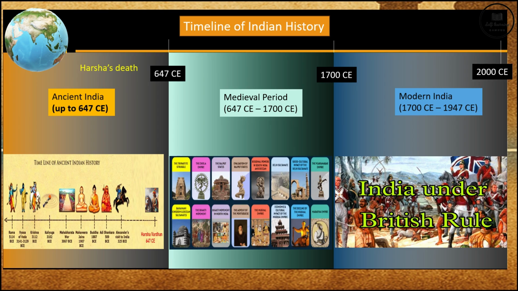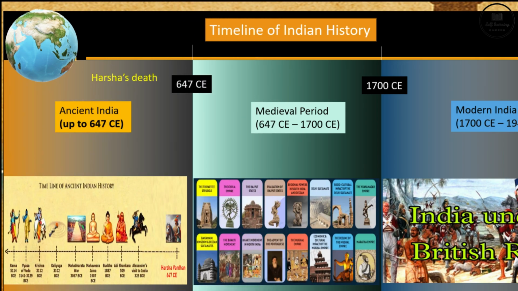Look at the timeline. It shows the division of Indian history into three main periods. First, the ancient period, also called the classic period, is taken to extend from the rise of the Indus Valley civilization to the death of Emperor Harshavardhan in 647 CE.